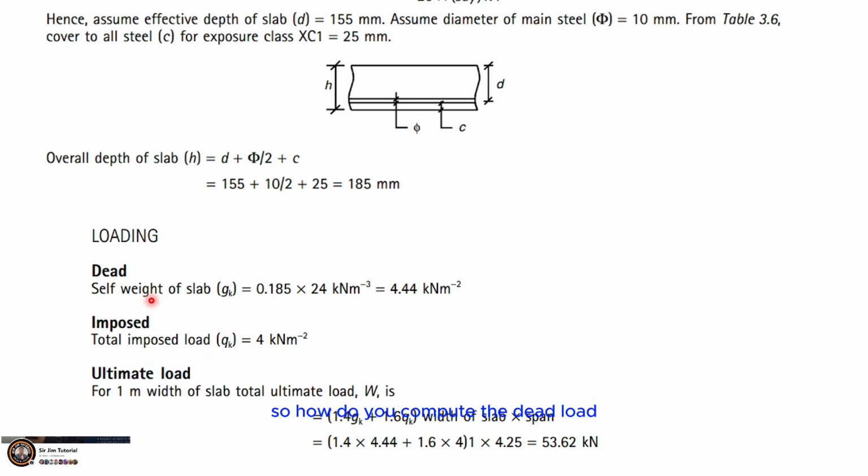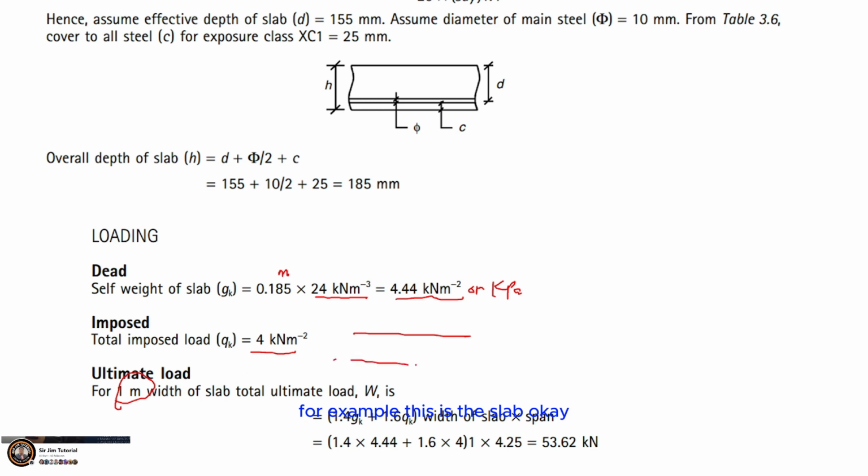So how do you compute the dead load? You just multiply the thickness, which is 185 millimeter divided by 1000, that becomes 0.185 meter. This one is already in meter. Then multiply by the unit weight of the slab, and you can come up with this answer. This is kilonewton per square meter, or it's the same as kilopascal. The total imposed load is already given, and the type of the occupancy, and we consider 1 meter width, take note, in the slab.